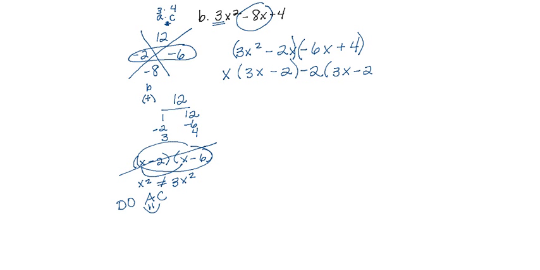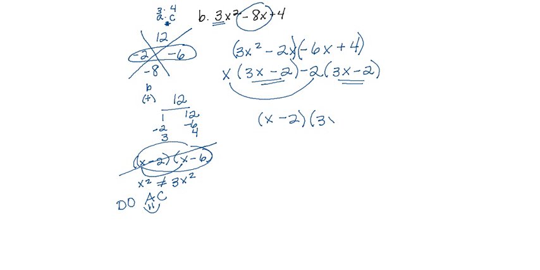Negative 2. Okay, so like our method says, we're joining what's on the outside. What's on the inside is our common factor from the original polynomial. So our factors are x minus 2 and 3x minus 2.